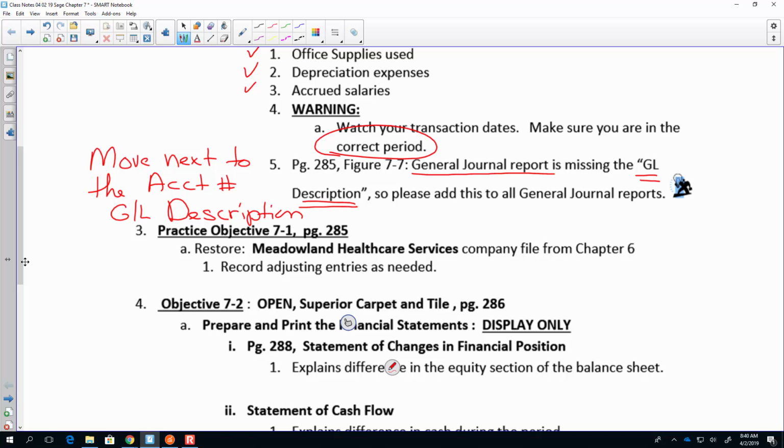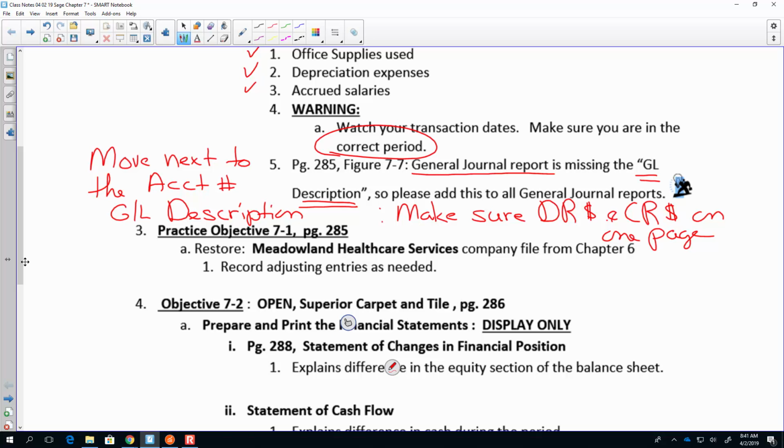And obviously, also make sure I see the debit and the credit on one side of the page. I'm talking about the dollar amount. The report is really, really hard to read if the debit's on one side and the credit is on the other. So be careful with that. Make sure that is there.